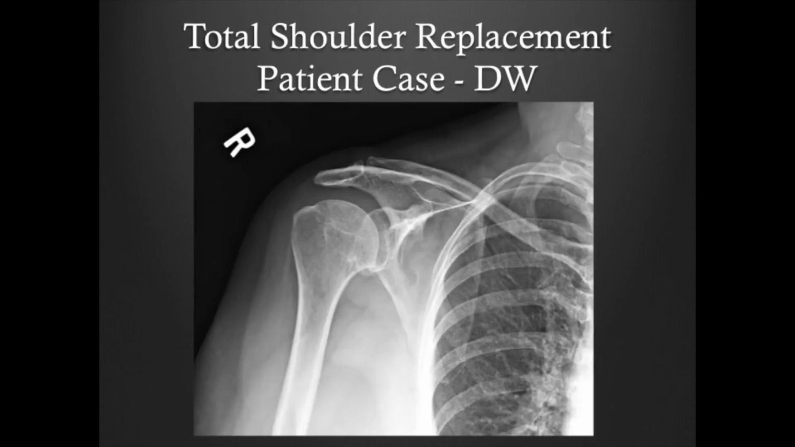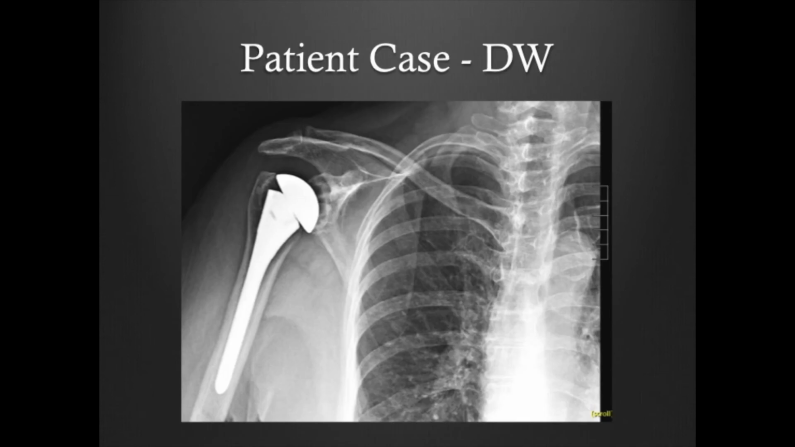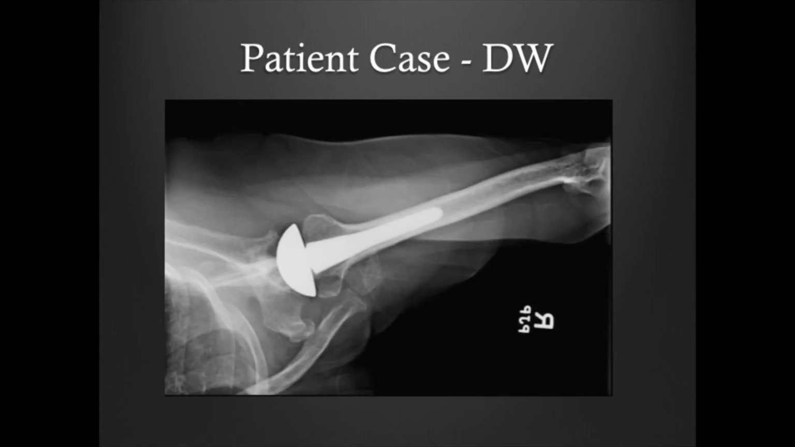This is a 65-year-old woman with right shoulder osteoarthritis. I treated her with a standard total shoulder replacement. The postoperative x-rays show the prosthesis in the appropriate position. This is my patient in 3 months follow-up, and she is very satisfied with her procedure. As you can see, her right shoulder has very good range of motion.